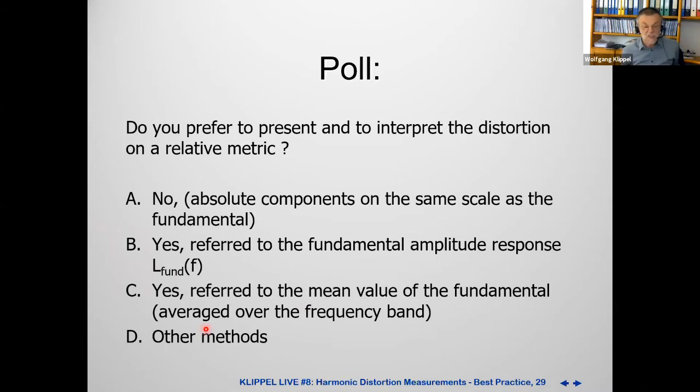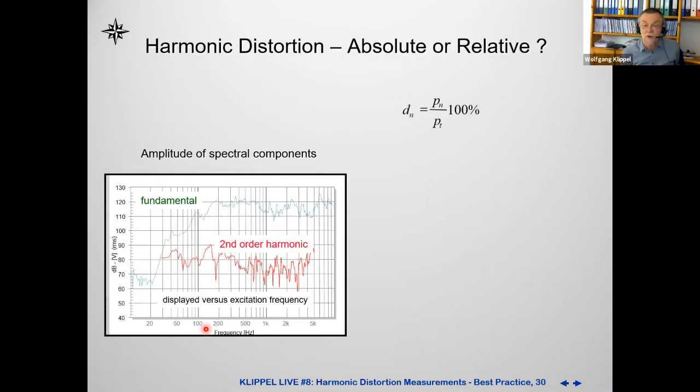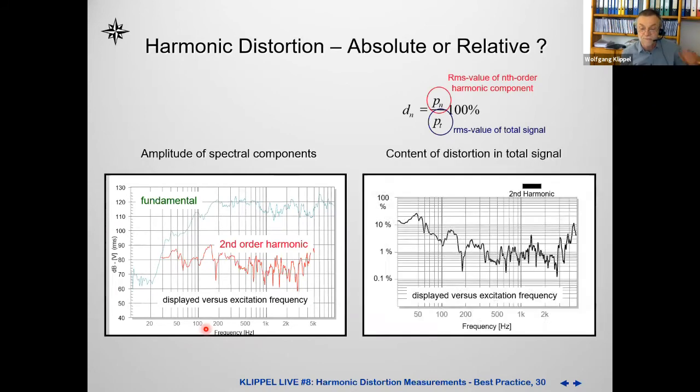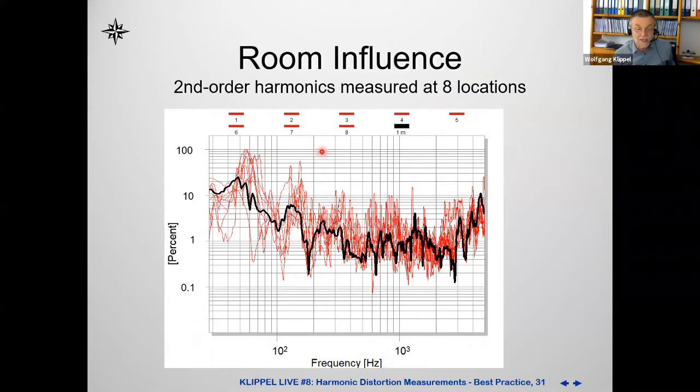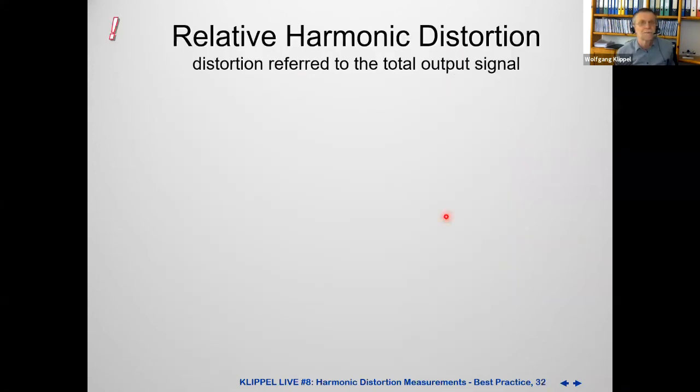Okay, let's go on. Harmonic distortion, relative or absolute. Here you see it. The problem is you get high values here if you are referring that to the total signal. Here the absolute is much better. If you're doing that in the far field, in a real room, you get crazy results. Why? Because the fundamental is so complicated, and even the harmonics are complicated. By dividing them and getting a percentage value, you get only crazy numbers, 40 dB of variation. It makes not much sense.